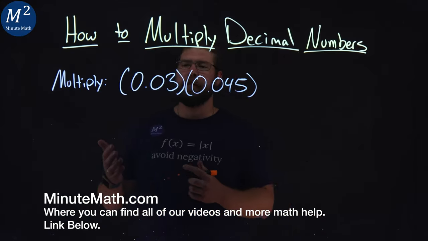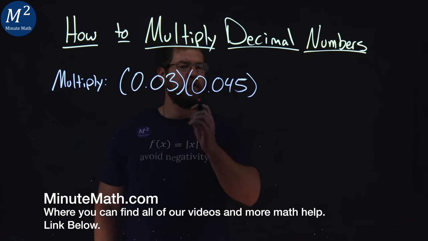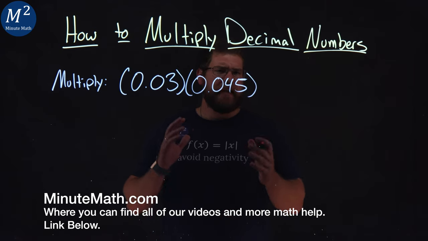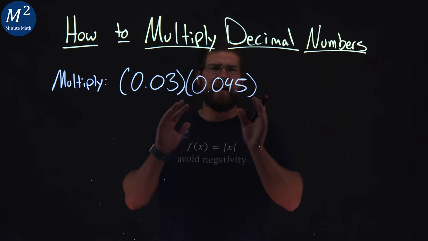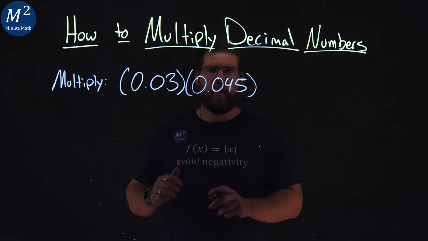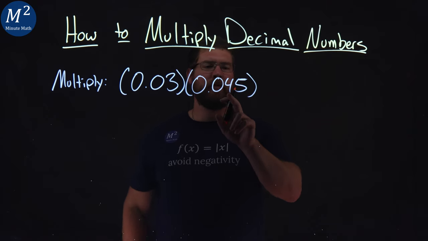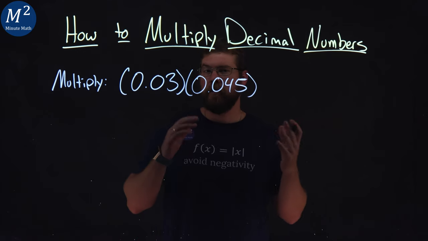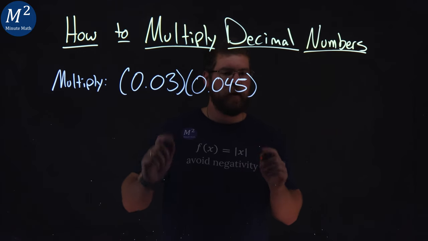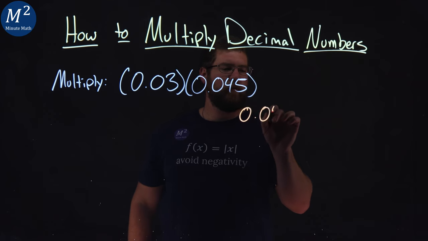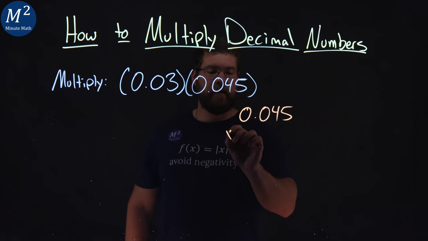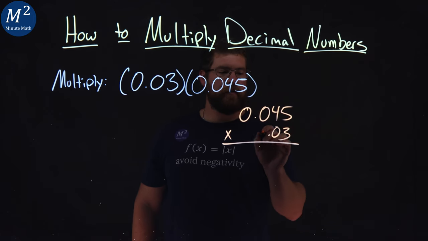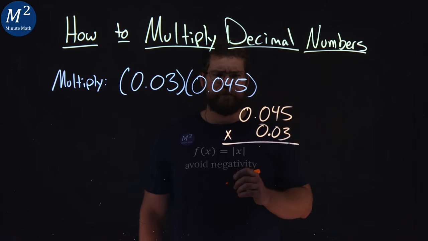We're given this problem right here, 0.03 multiplied by 0.045. Well, keep our decimal points in line, it kind of gets confusing with all the zeros. Let's start with the longer number, because basically we have two little digits at the end that have values but aren't zero. This only has one. So I'm going to write this as 0.045 multiplied by, underneath it, 30.0. Let's make sure everything's lined up here.